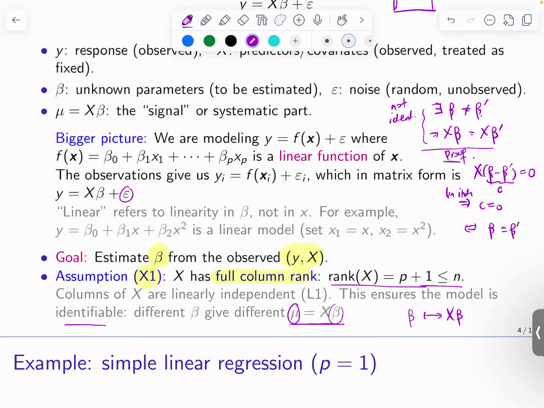So you started from two potentially different betas and then concluded that they have to be equal. If x beta is equal to x beta prime, they have to be equal. You either assume they're not equal and get a contradiction, or just start from two generic ones and prove that they're the same. So this proves that under the full rank assumption, there's really a unique beta associated to every mu. So I can really solve this back for beta. There's a one-to-one correspondence between mu and beta.